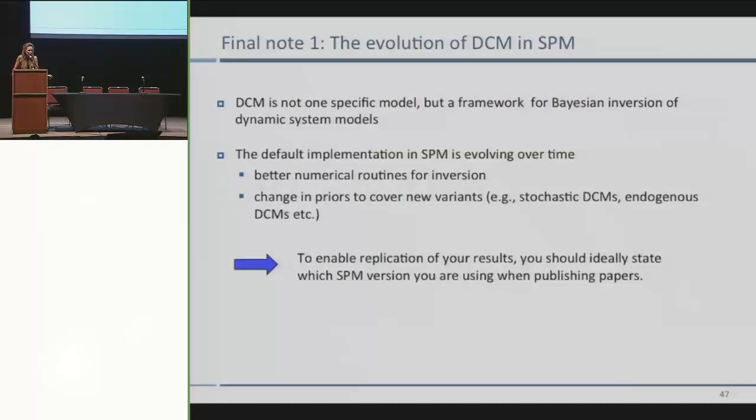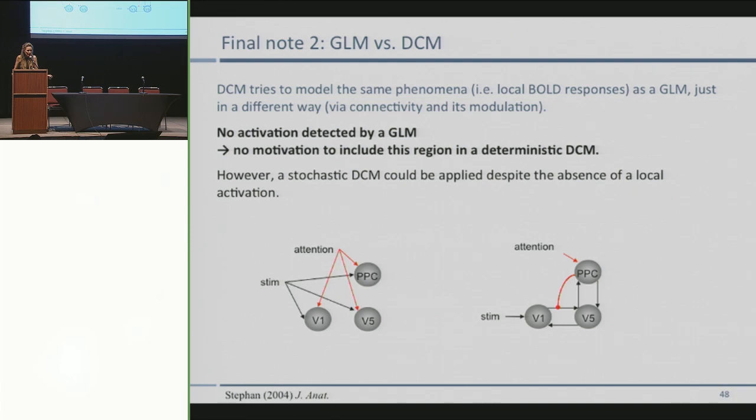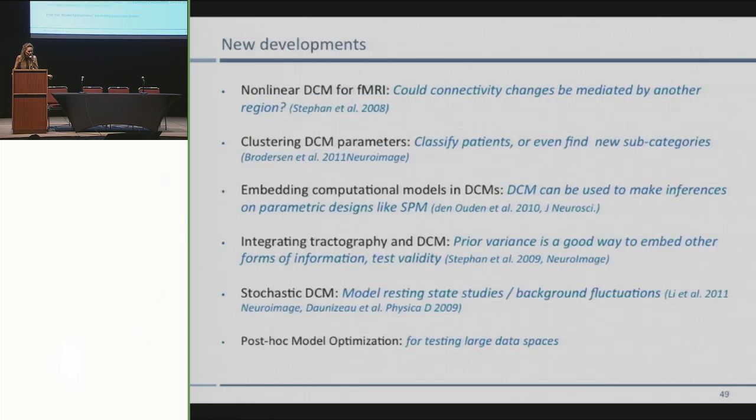Just to wrap up, DCM isn't one specific model at this stage. There are lots and lots of developments, like post-hoc model optimization. You can now actually do stochastic resting state studies in DCM, which we'll save for another day. But it's useful to report the DCM version that you're using in your papers. In some ways, it's really not a lot different from a GLM, except you're looking at the dynamic activations between regions, and so your studies are designed basically exactly the same way as you would for a good GLM analysis.